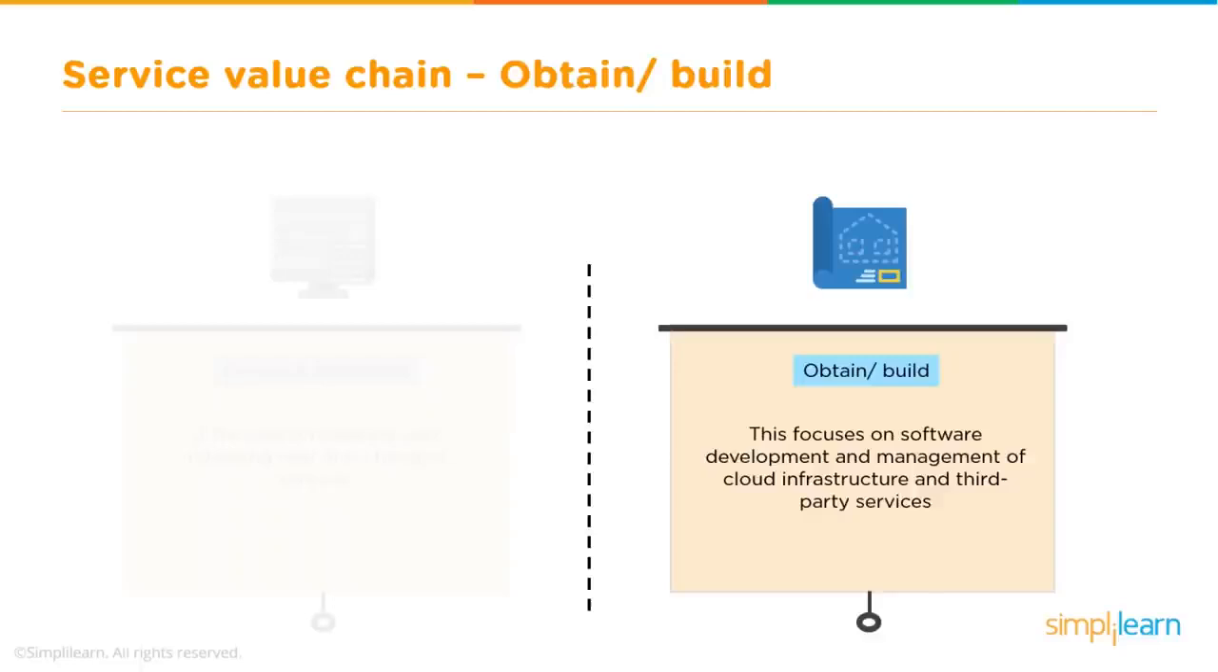Further, obtain and build. Obtain and build focuses on development and management of the infrastructure and applications. Obtain means you acquire resources, you acquire components, infrastructure components like servers, storage, database or application platforms, the testing platforms. You acquire, you test those, you make it ready, you set up that environment required for creation of services, transition of services. You obtain and build.